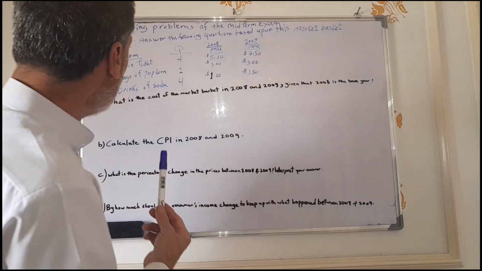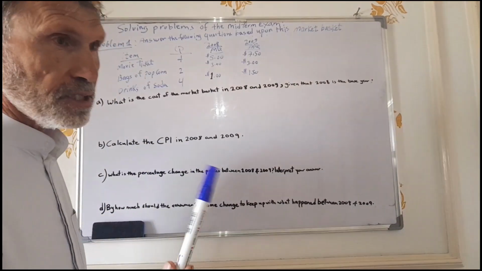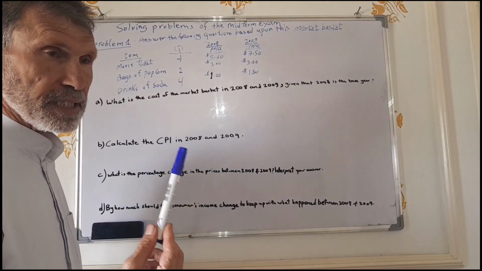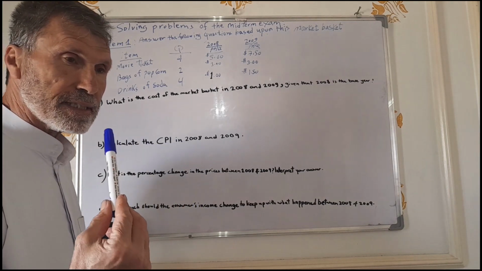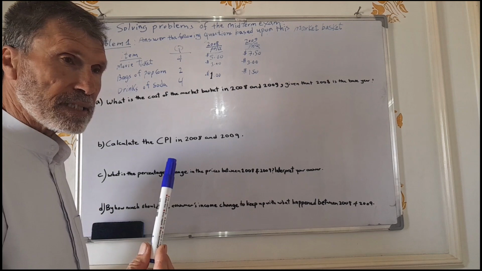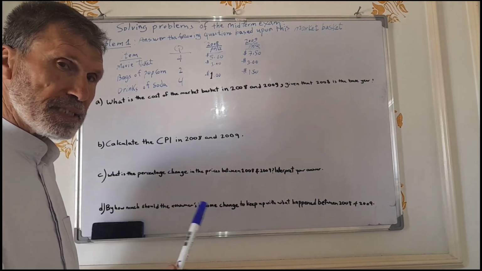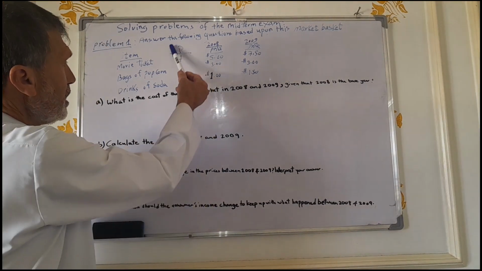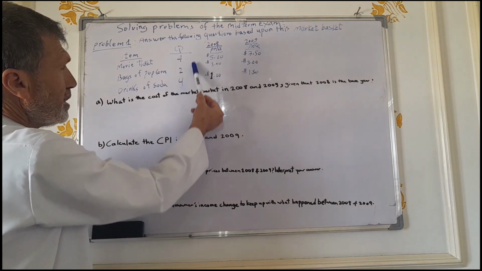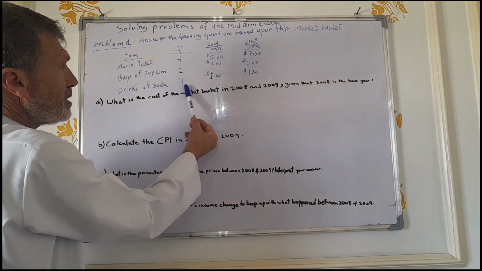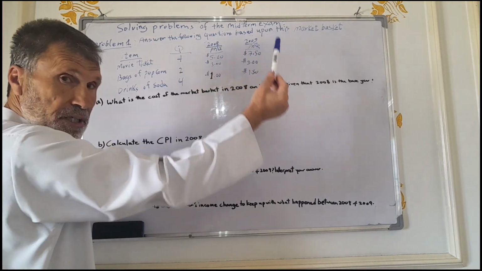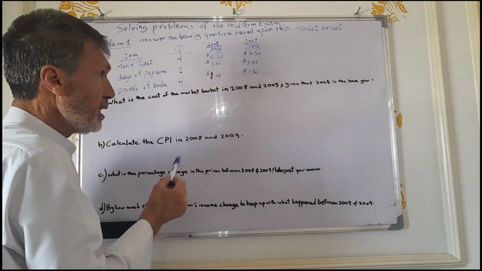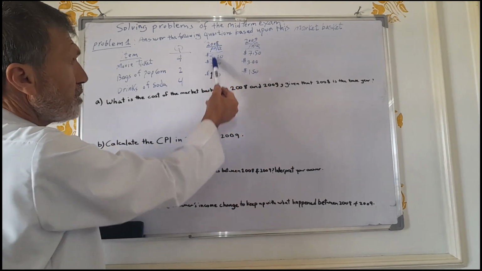Now, remember that the market basket is the same, when you talk about CPI, the market basket is the same for the base year and the other years. As you can see, these are the weights, the quantities. These are the same for 2008 and 2009. If we have other years, it will always be the same, okay? The only change is the prices.